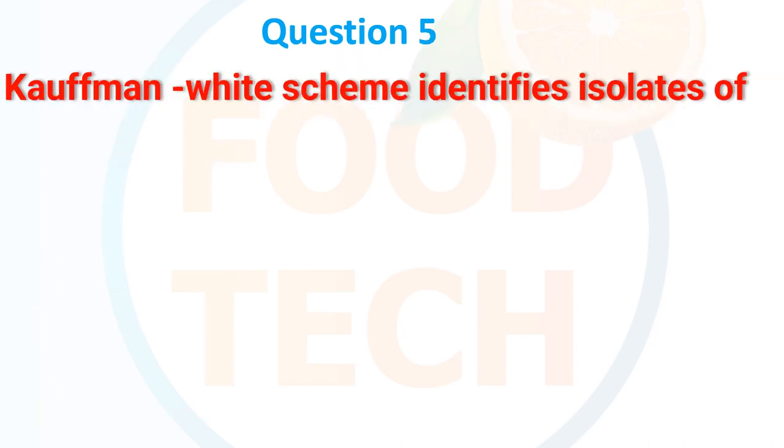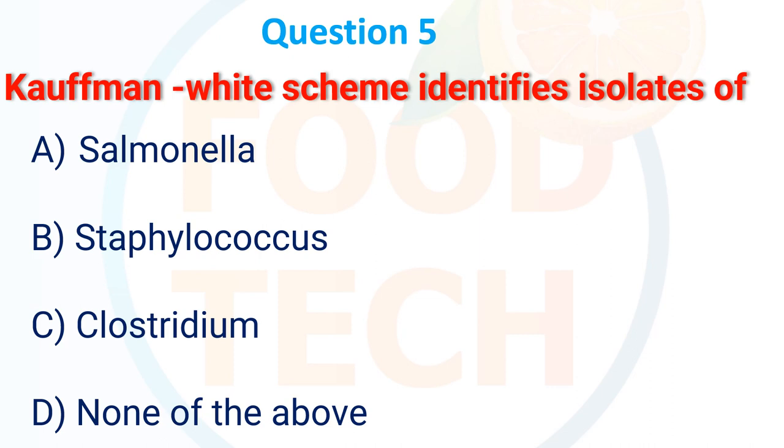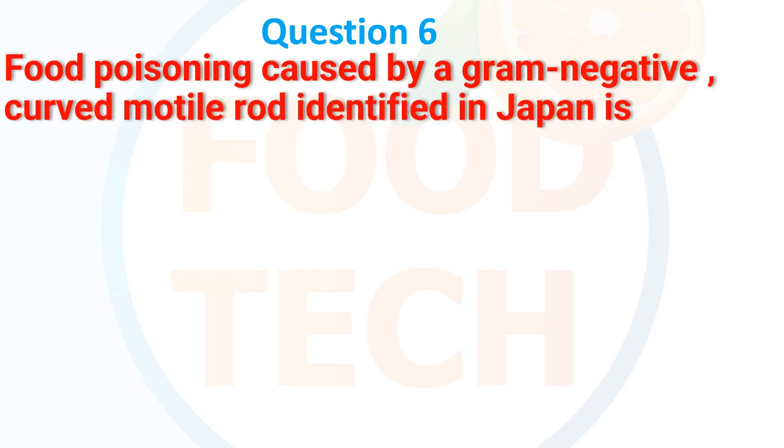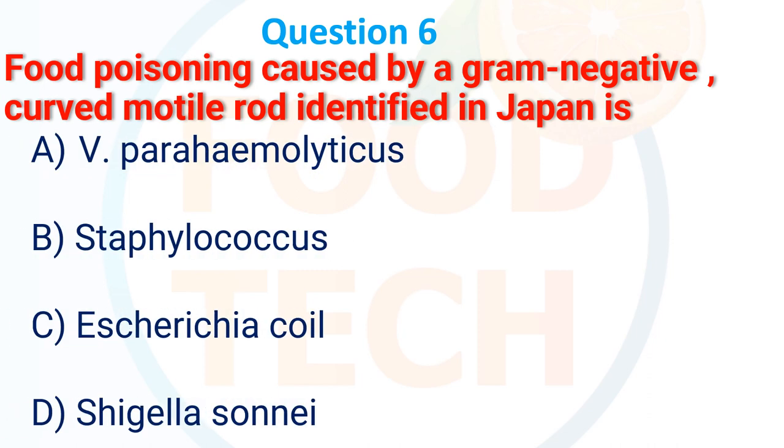The Kauffmann-White scheme identifies isolates of A. Salmonella, B. Staphylococcus, C. Clostridium, D. none of the above. The answer is A, Salmonella. Food poisoning caused by a gram-negative curved rod identified in Japan is A. Vibrio parahaemolyticus, B. Staphylococcus, C. Escherichia coli, D. Shigella sonnei. The answer is A, Vibrio parahaemolyticus.